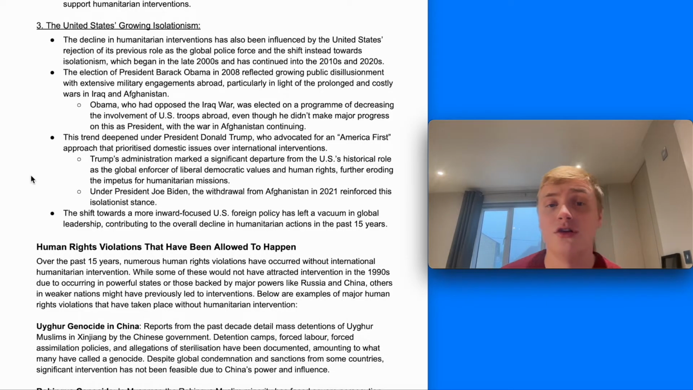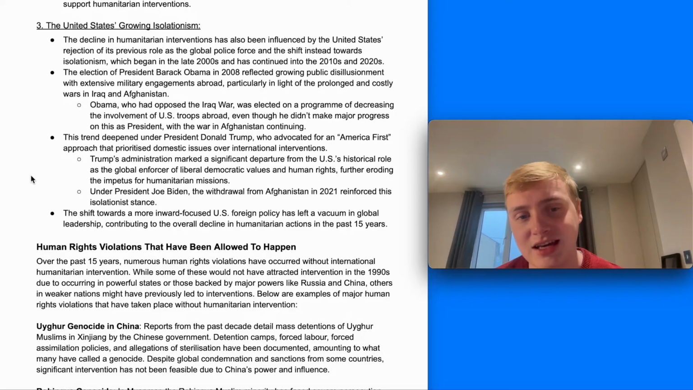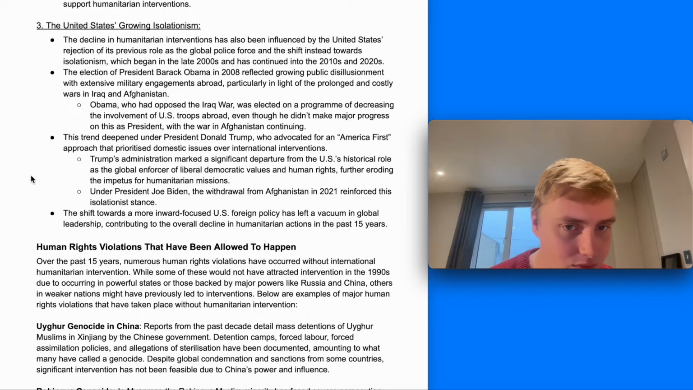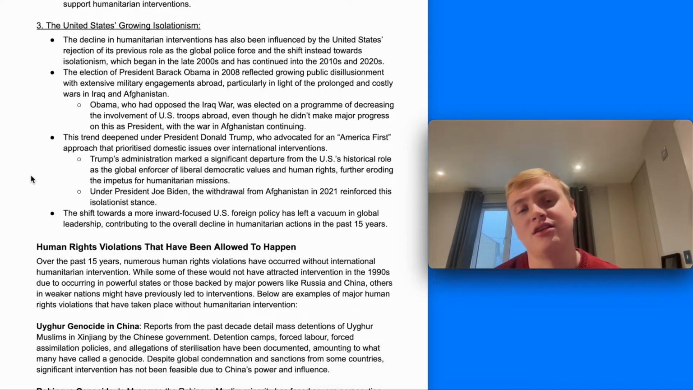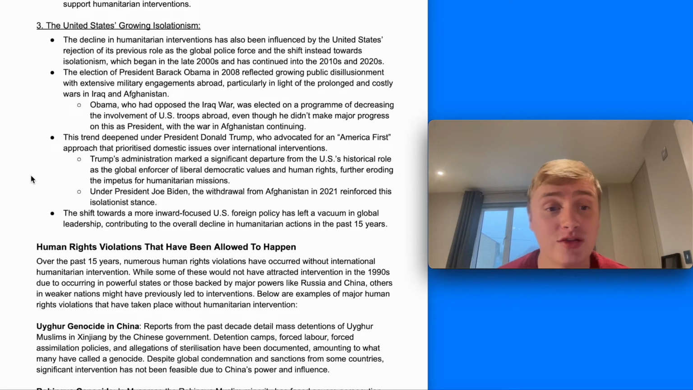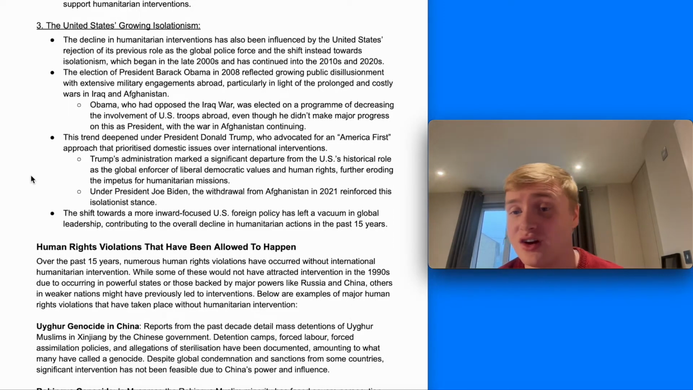This then deepened under Trump in his first term, who advocated for an America First approach that prioritized domestic issues over international interventions. This marked a significant departure in the US historical role as the global enforcer of liberal democratic values and human rights in the post-Cold War period, and undermined the impetus and support for humanitarian interventions domestically in the United States as well. This was then continued under Biden, though of course less strongly, with the withdrawal of the US from Afghanistan in 2021. And it's very much going to continue in Trump's second term as well, I'm sure.